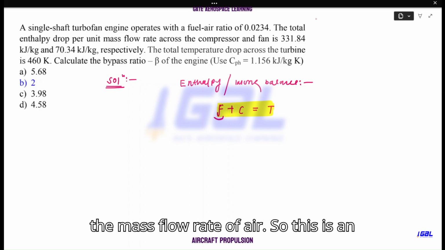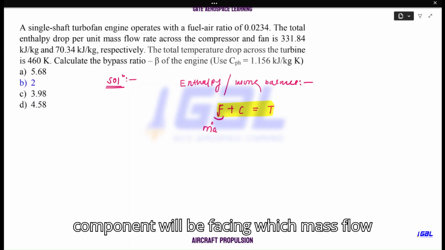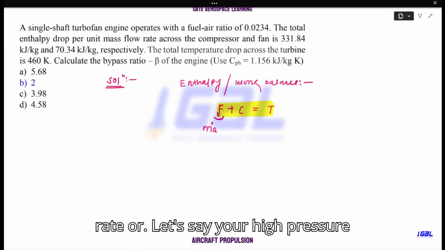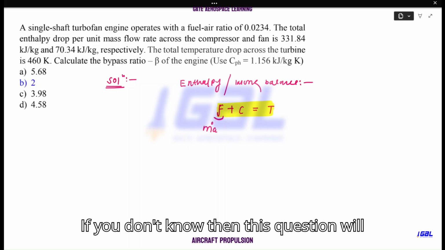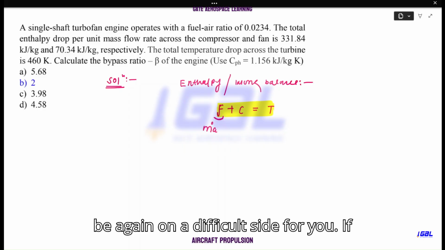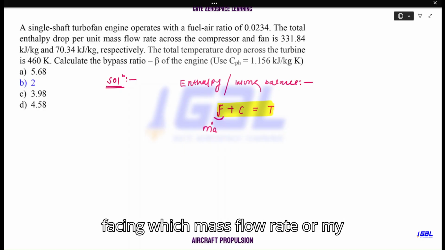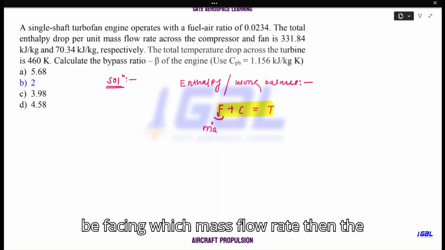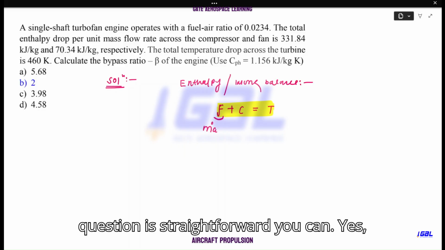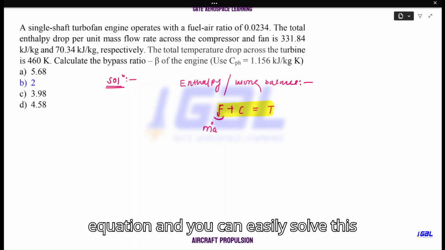Okay, so your fan will face the mass flow rate of air. So this is an important point. If you don't know which component will be facing which mass flow rate, or let's say which mass flow rate your high pressure compressor is facing, then this question will again be on the difficult side for you. If you know which mass flow rate the fan will be facing, or my high pressure compressor will be facing, then the question is straightforward. You can simply write the enthalpy balance equation, and you can easily solve this question and get the 2 marks in exam.